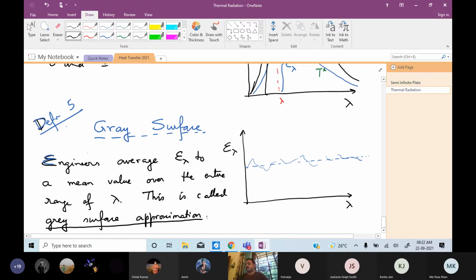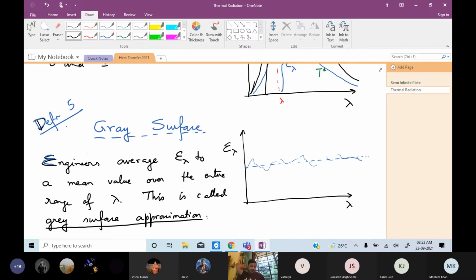Okay, so in other words, what is a gray surface? It says that a gray surface is one such surface where it has the same value of monochromatic emissivity across all values of lambda or wavelength. It's an approximation because monochromatic emissivity is going to be a function of wavelength.